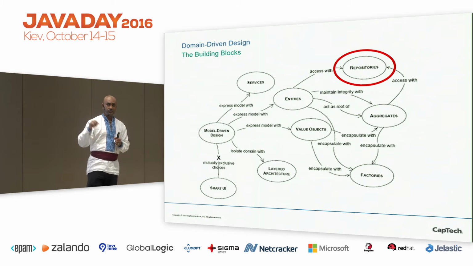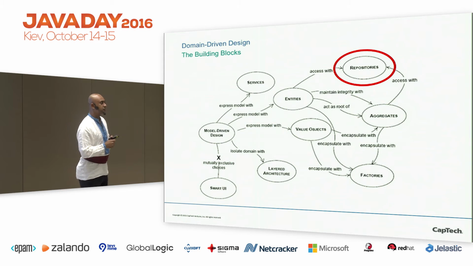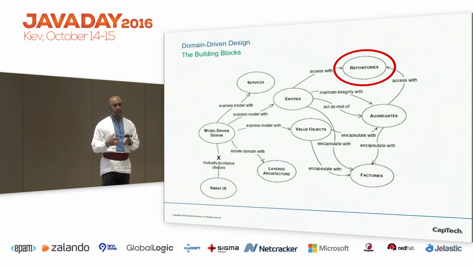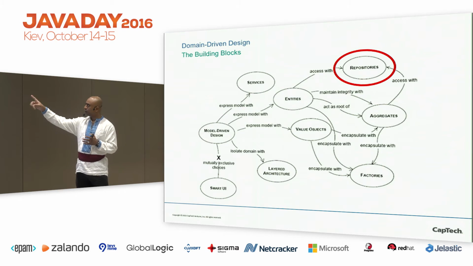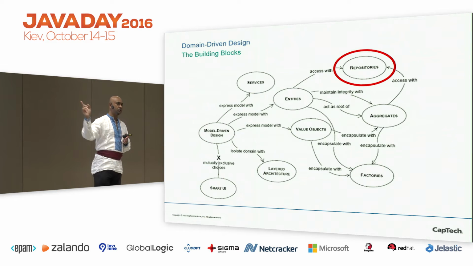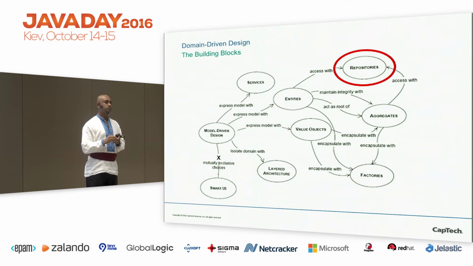Now, I gave away a little bit of a magic word here. If I say a repository, you're probably thinking it's very similar to a DAO, a data access object. Can anyone who has a little bit of familiarity with domain-driven design tell me what the difference between a DAO and a repository is? Yes, sir.